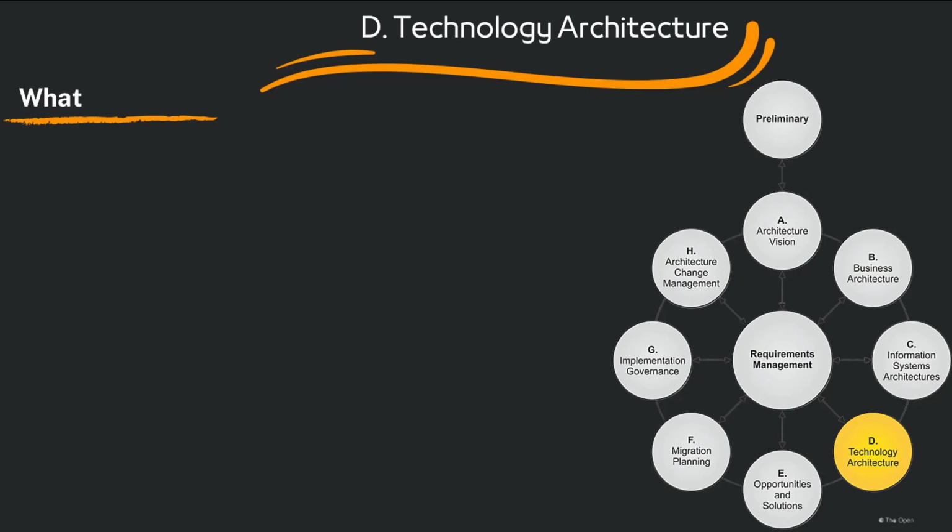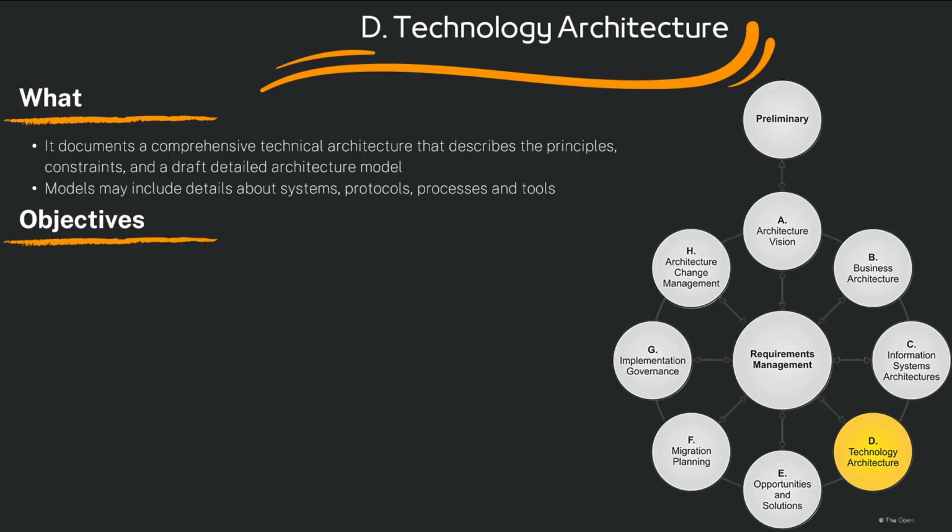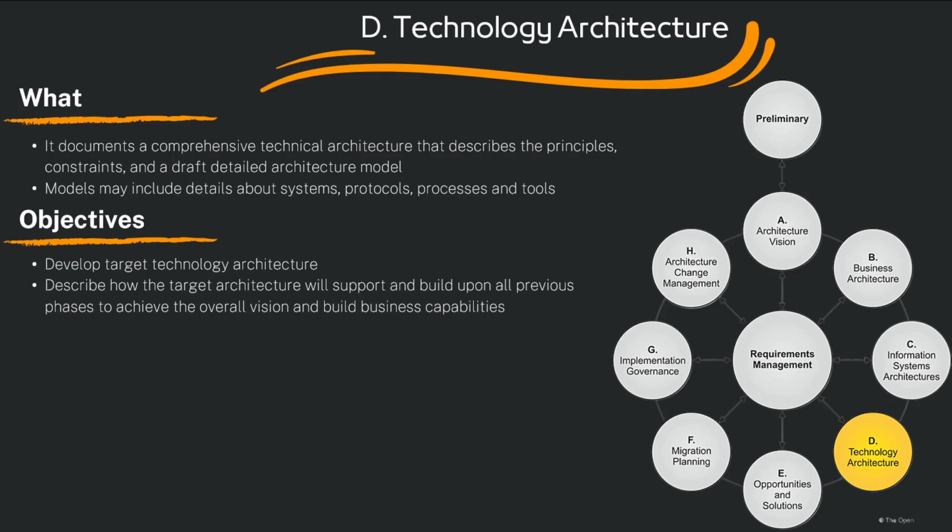The technology architecture documents our comprehensive technical architecture that describes principles, constraints, and a draft detailed model. Models might include details about systems, protocols, processes, and tools that have been selected during our previous discussions. Our major objective here is to develop target technology architecture and describe how that target architecture will support all the previous phases and build on all the previous work so that we continue going towards our vision and meeting our strategic requirements.